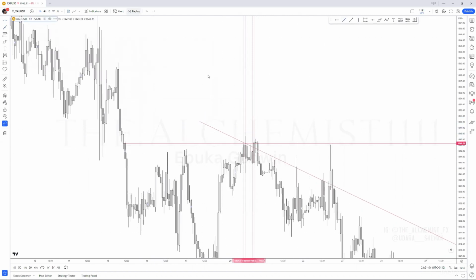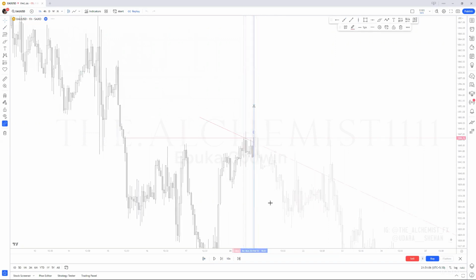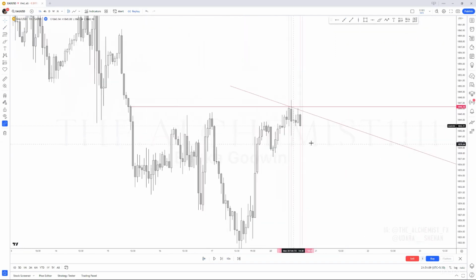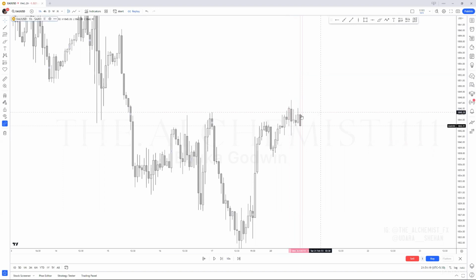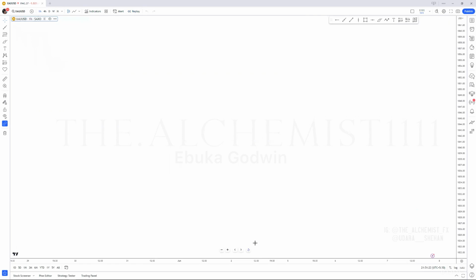So if I put the replay tool here, this is how it should look. When you keep doing this, you will see how all the time, the best moves, the reversals, the continuations, the best setups are always played out at this time of the day: London kill zone and London open, New York kill zone and New York open. Okay, so that is what I want you guys to do now.